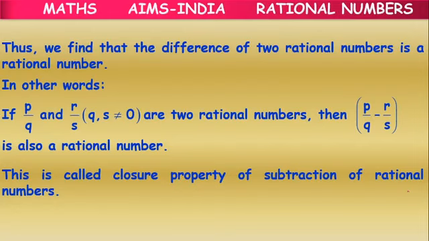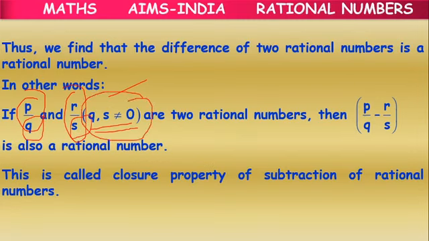So what we can tell is, if P by Q and R by S are two rational numbers such that Q and S are not equal to 0. Why do we have to take it? Because for rational numbers, the denominator will never be equal to 0. Here Q is the denominator, S is the denominator. These two denominators are not equal to 0.